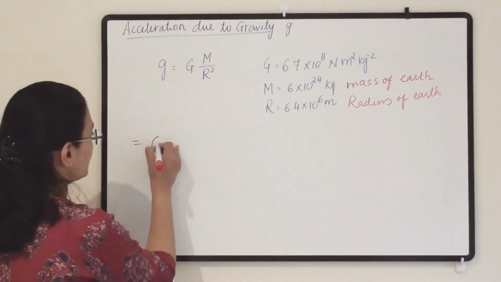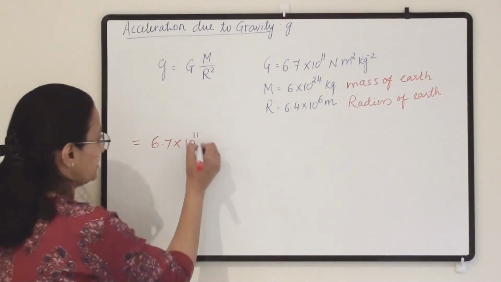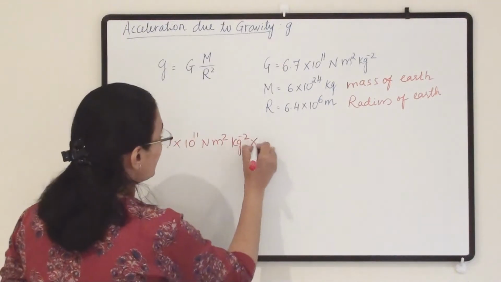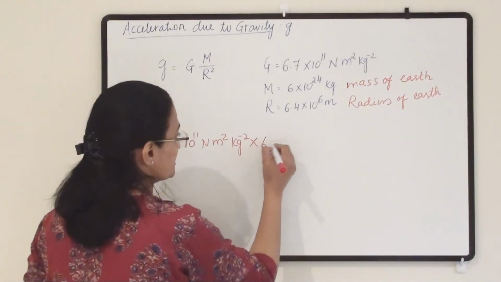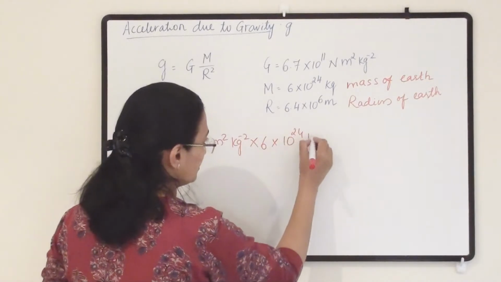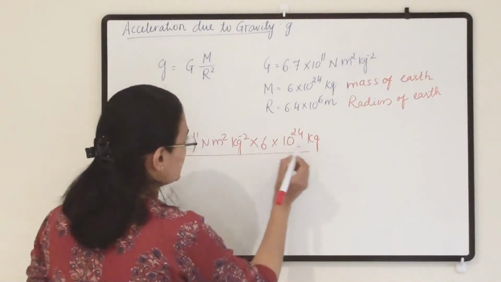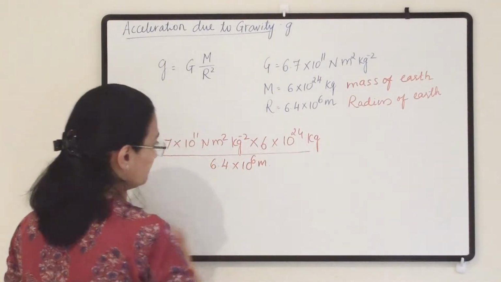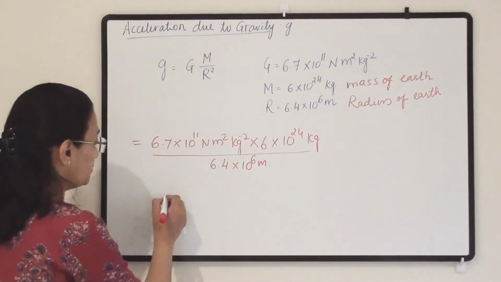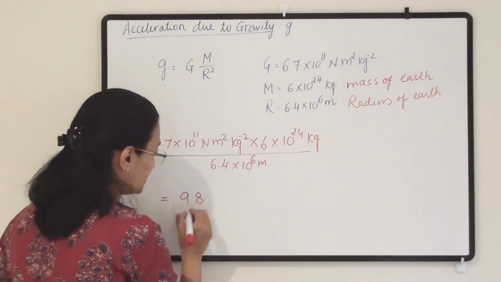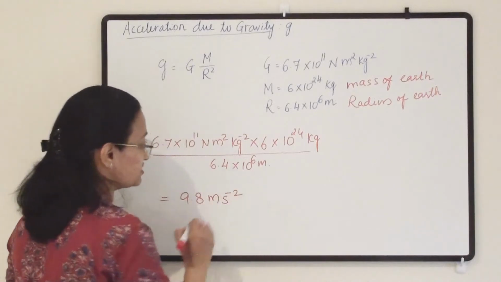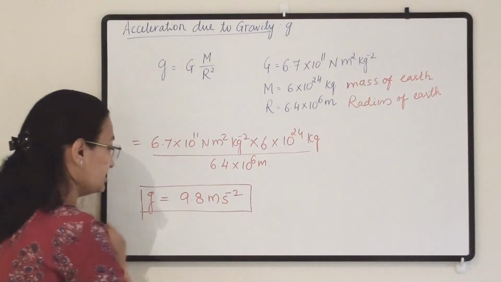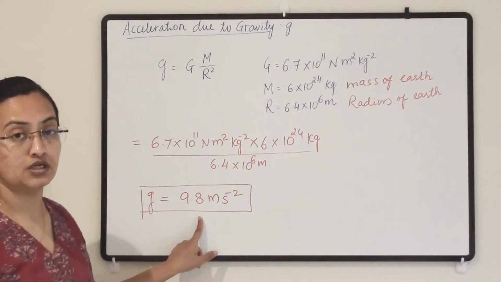So we are going to get 6.7 into 10 raised to minus 11 Newton meter square per kg square into the mass of the earth, which is 6 into 10 raised to 24 kg. In the denominator, the radius of the earth, that is 6.4 into 10 raised to 6 meter. Now when we solve this, we will get 9.8 meter per second square. So this is the value for g, and this we are going to use in each and every numerical.